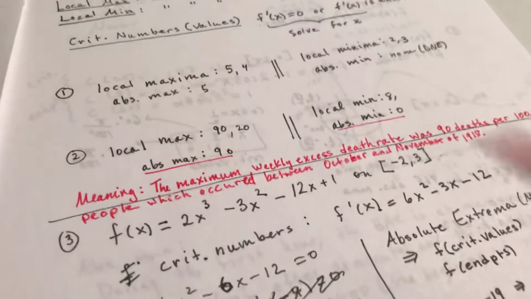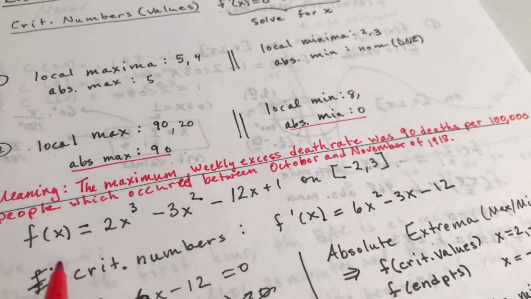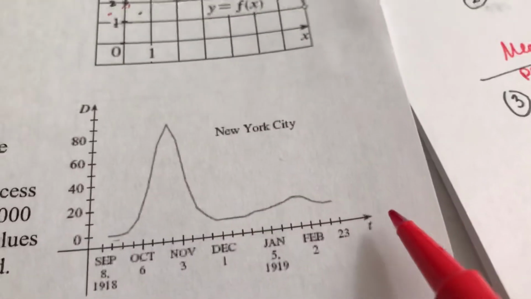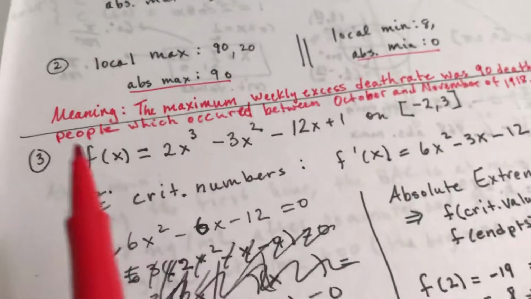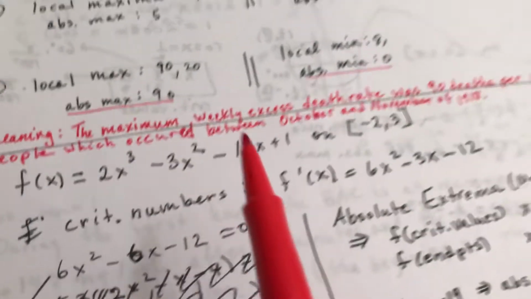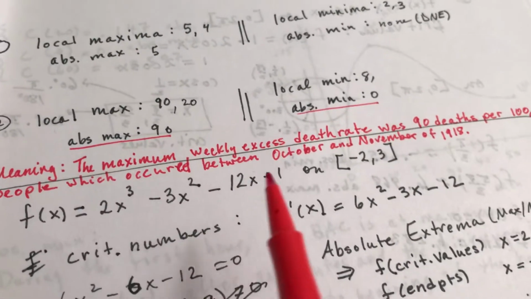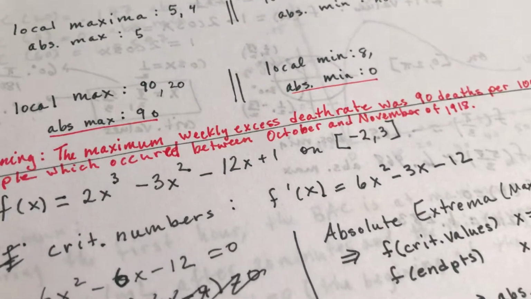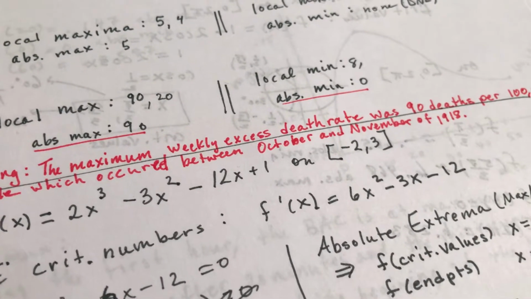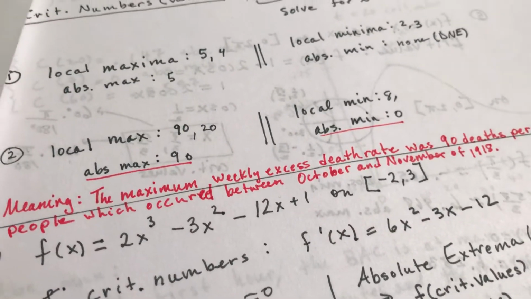Let me continue that problem. I had forgotten to write the meaning, and I think the most important meaning of this epidemic here in New York City between 1918 and 1919 was that maximum right there. There's more of this in WebAssign, this problem, meaning the maximum weekly excess death rate was 90 deaths per 100,000 people, which occurred between October and November of 1918. So that is what I would expect for a meaning. I hadn't written that before, so I wanted to pause and start this new video.